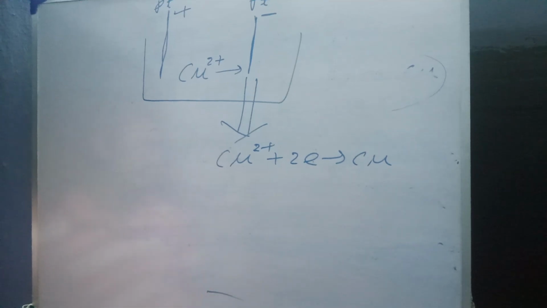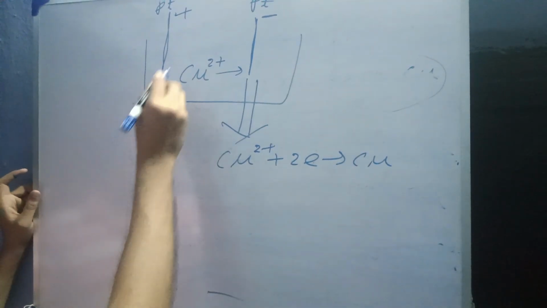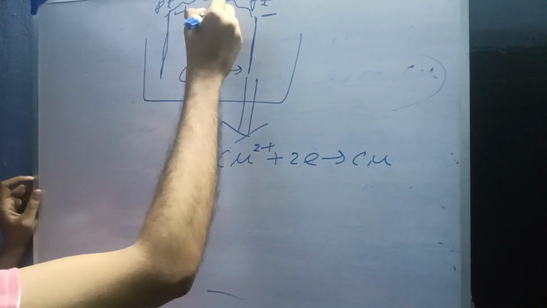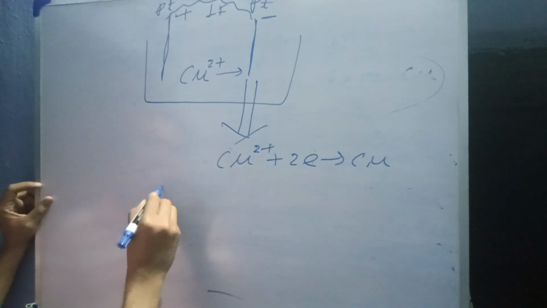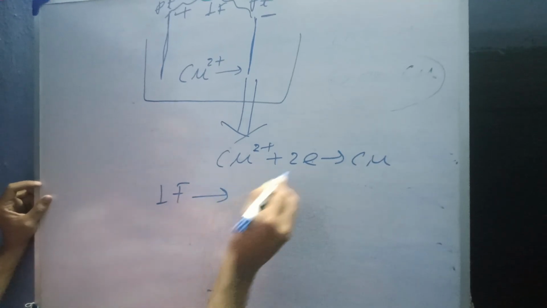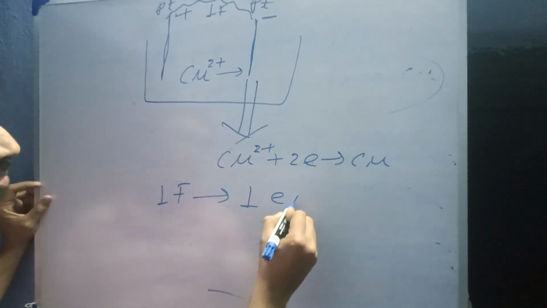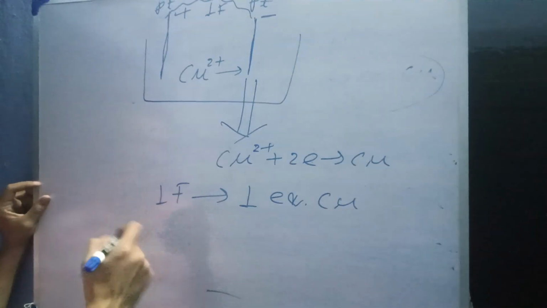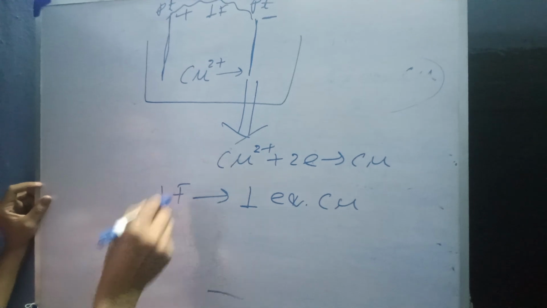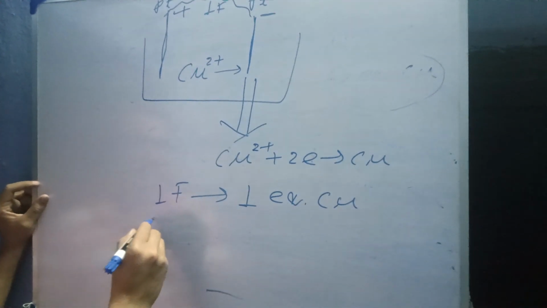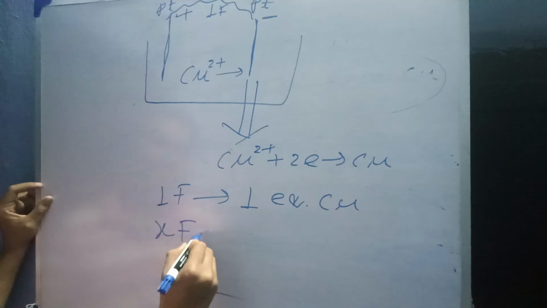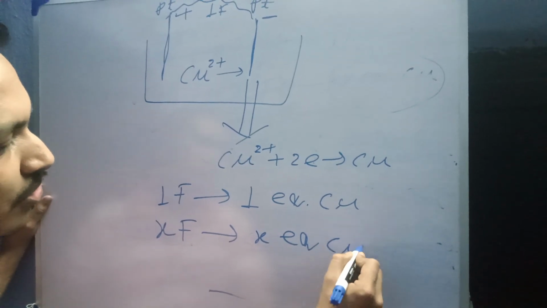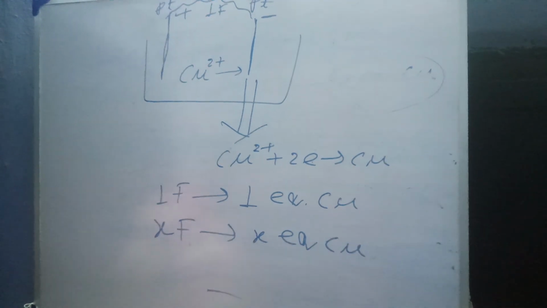So if we pass 1 Faraday of electricity through the wire, it produces 1 equivalent of copper. If we pass x Faradays of electricity through this wire, it will produce x equivalents of copper.